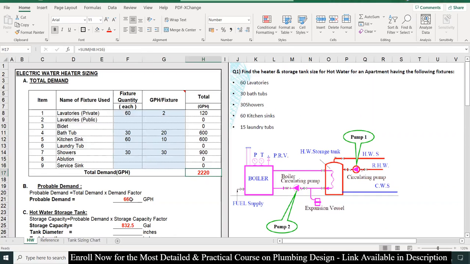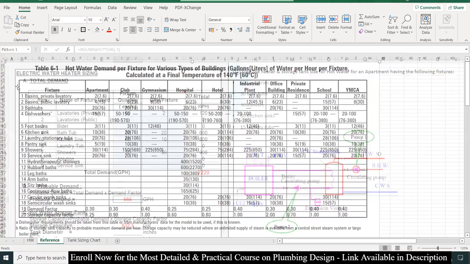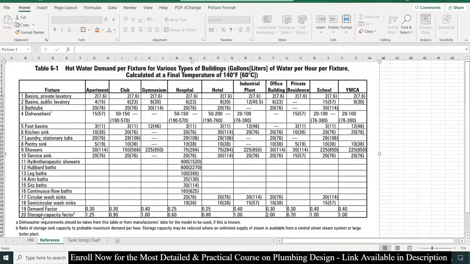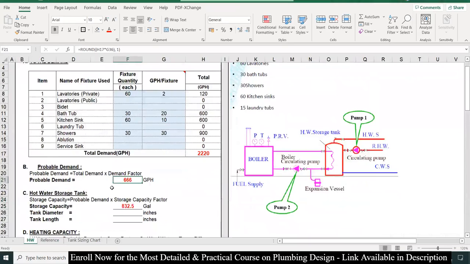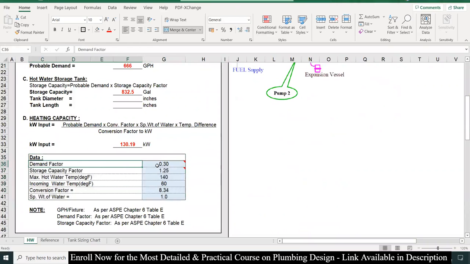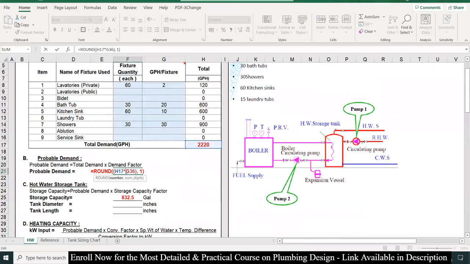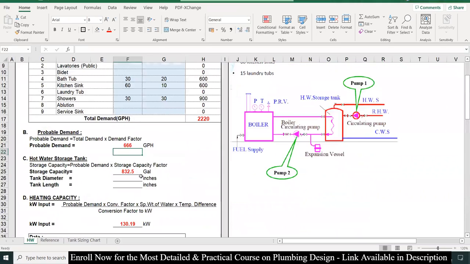Now this is the total peak demand. We have to identify, because all the fixtures will not be working at the same time, so we have to take some diversity out of it. To calculate the probable demand, the simultaneous demand, we multiply the total demand with the demand factor. This you will get in the same table, in the last two columns, the demand factor and the storage capacity factor. We need the demand factor first. The demand factor for apartment is 0.3. I have written it in the input table, 0.3.